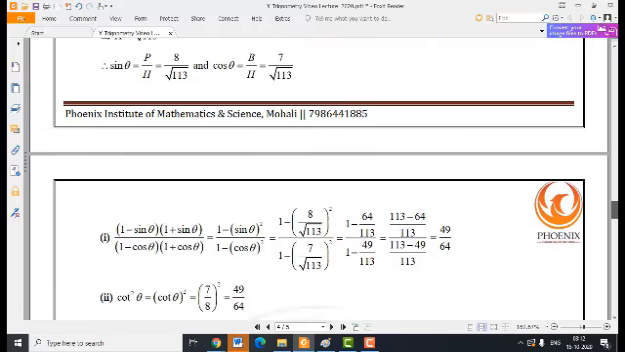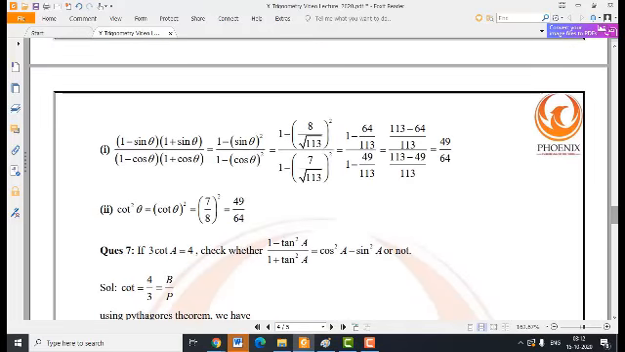Now let us put these values in the given expression. First of all, I need to find the value of (1 minus sin theta) into (1 plus sin theta) upon (1 minus cos theta) into (1 plus cos theta), which can be written using the identity a square minus b square. So I have 1 minus sin square theta, upon 1 minus cos square theta.